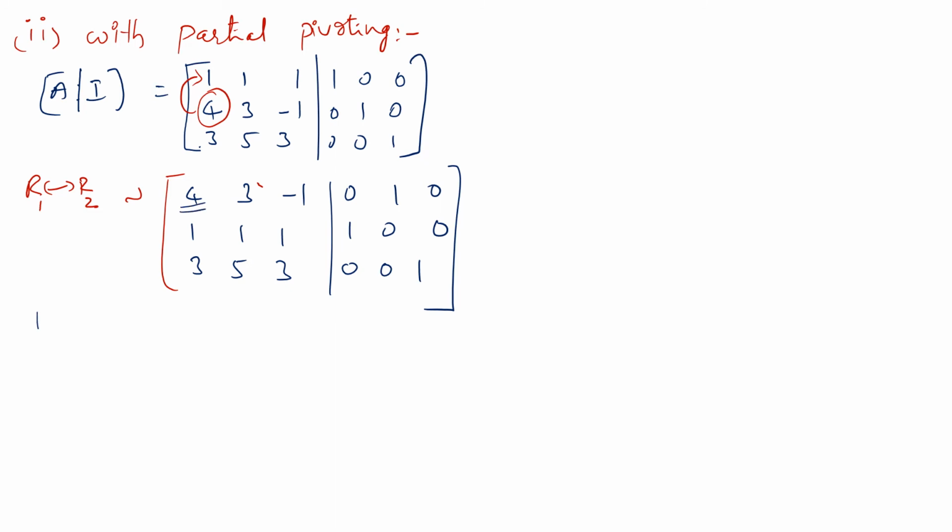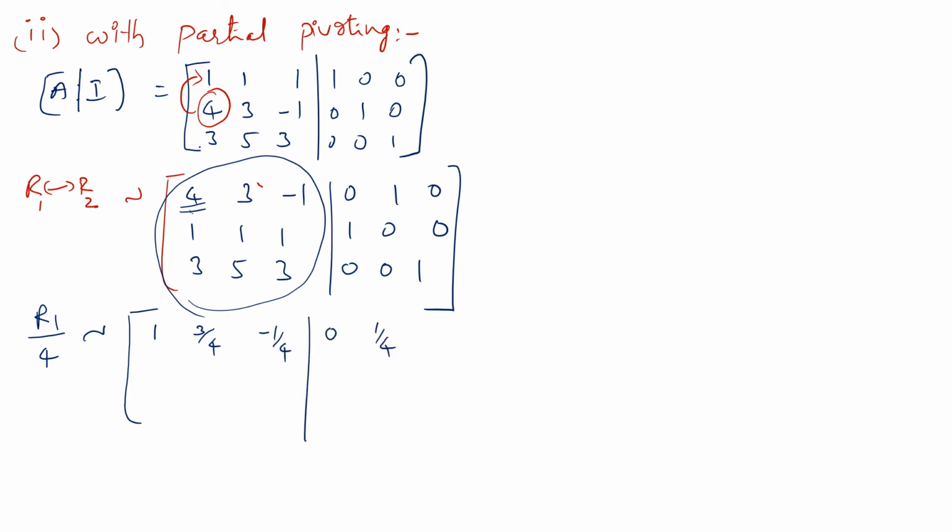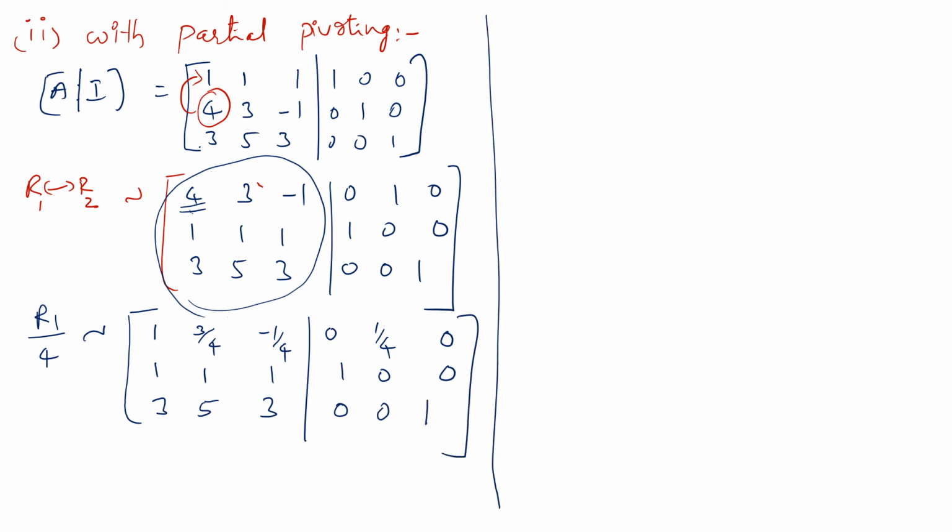Now next step, let me convert this first position to 1. Simple, to make the calculation easy, to get the identity matrix. Now here I have to get the identity matrix, so this element must be 1. So R1 divided by 4 I am taking, which gives 1 3 by 4 minus 1 by 4 0 1 by 4 0. No change in the remaining rows, 3 5 3 0 0 1.